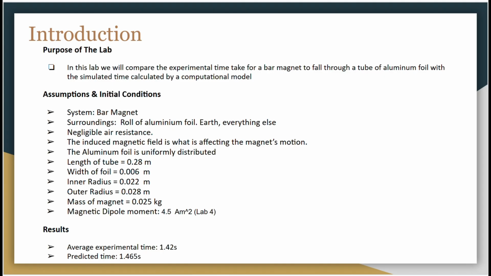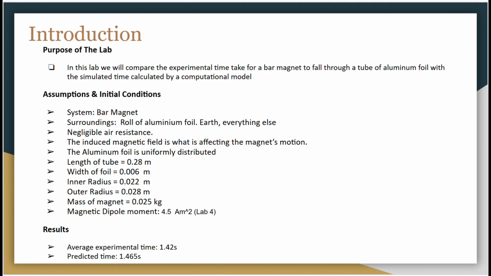The length of the tube is 0.28 meters. The width of the foil is 0.006 meters. Inner radius is 0.022 meters. And the outer radius is there. And the mass of the magnet is right there. Magnetic dipole moment from lab 4. Kaboom! The results are as such.